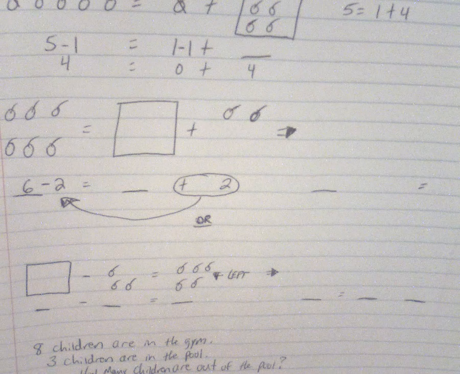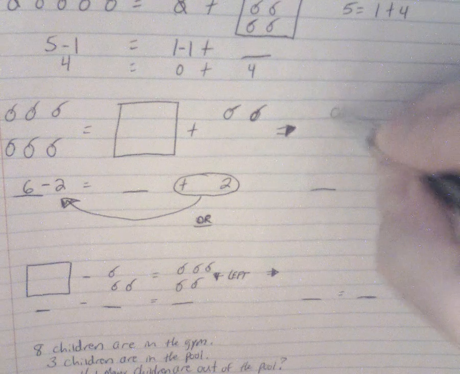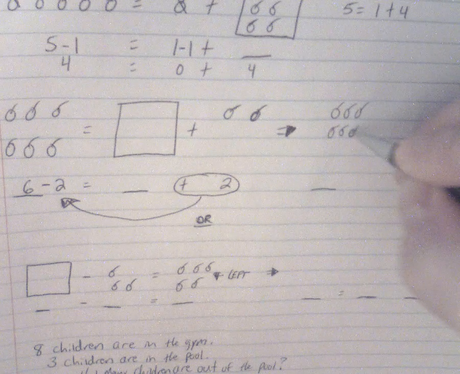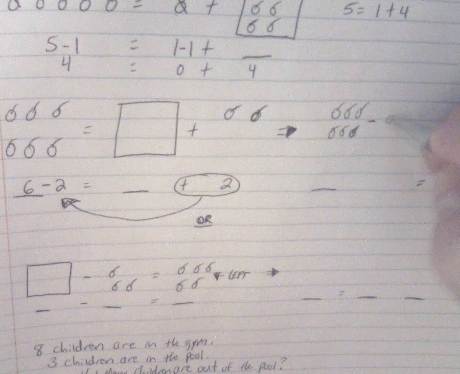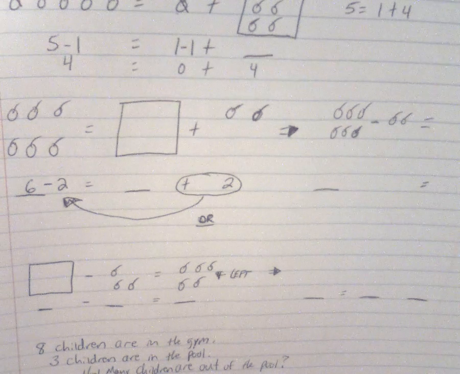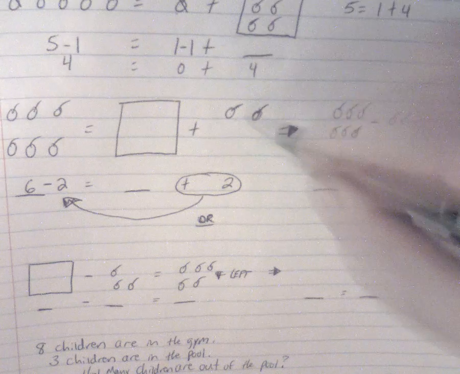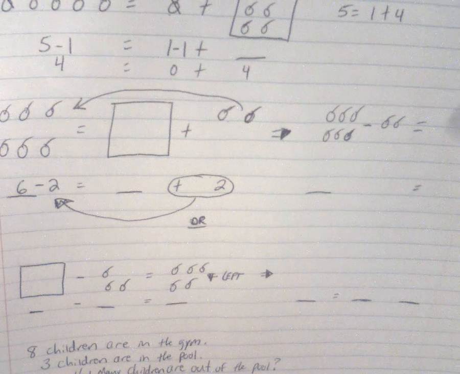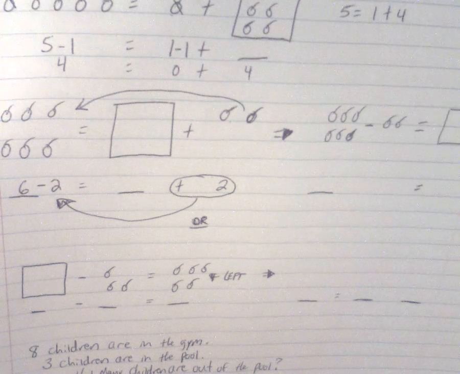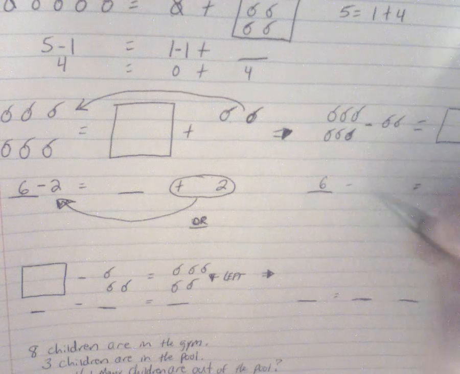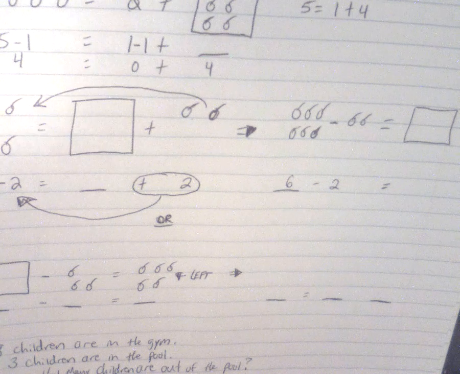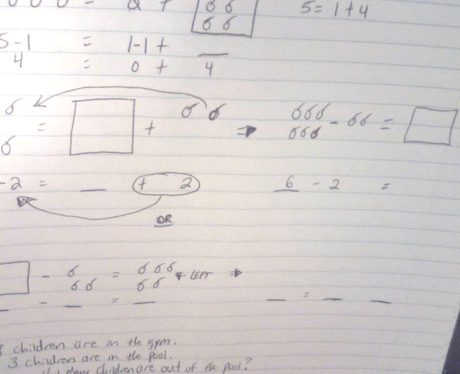So if I do that, what I'm essentially saying is 6 minus 2 equals. Okay, so I've taken these and I've moved them across. All right, so 6 minus 2 equals, and I have my box here. Okay, so what does 6 minus 2 equal? Well, I have 6, 5, 4.